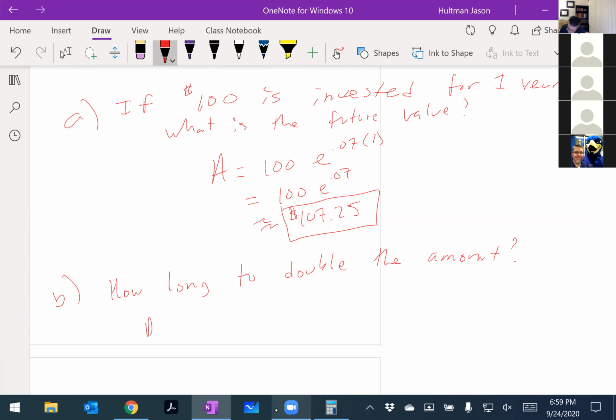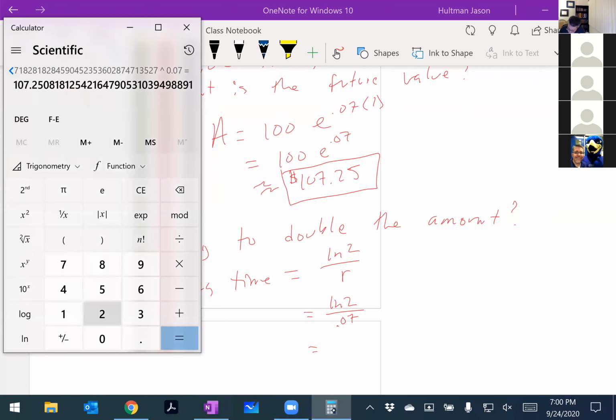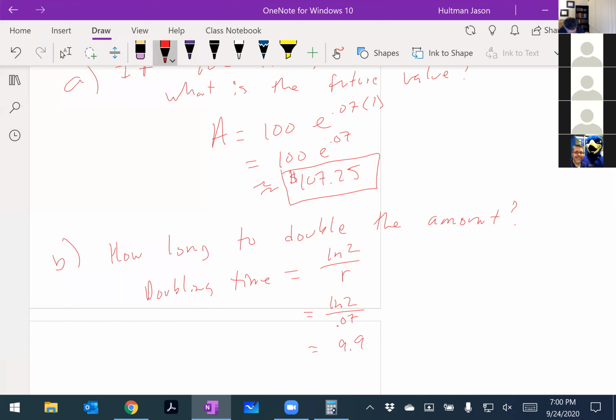Well, remember, I know my doubling time is equal to the natural log of 2 over R. So what's the doubling time? Well, the doubling time is going to be the natural log of 2 over the rate. What's the rate? 0.07. So this is going to be equal to the natural log of 2, well, that's 0.693. And then I'm going to divide that by 0.07, and I get about 9.9 years. Okay, I'm going to say this is about 10 years.